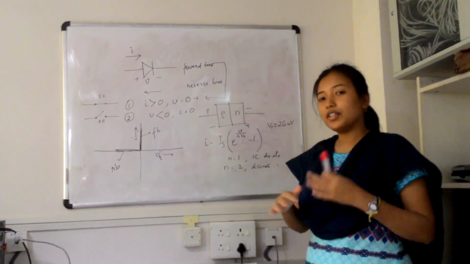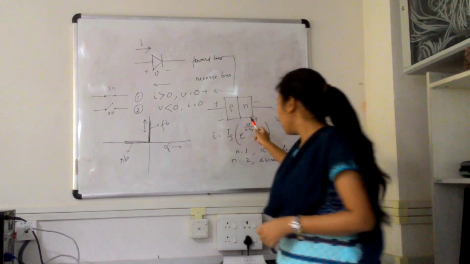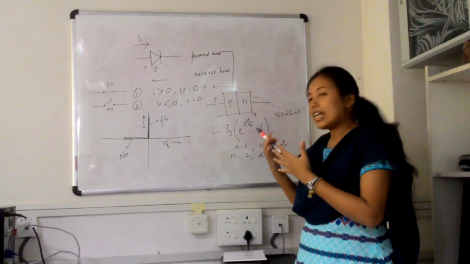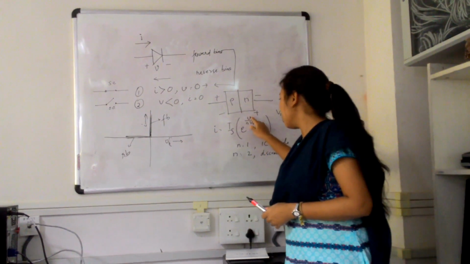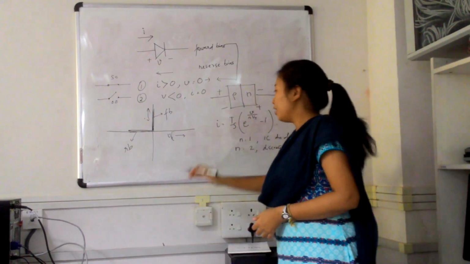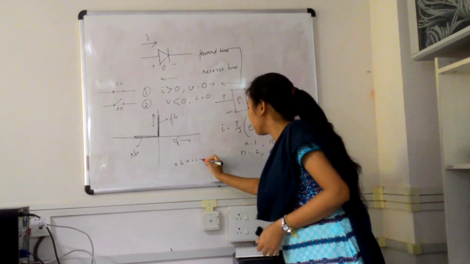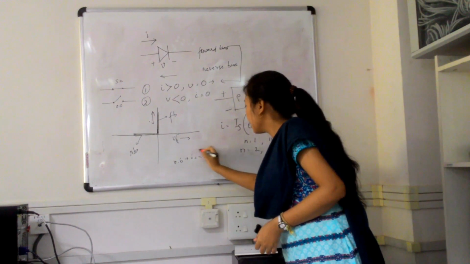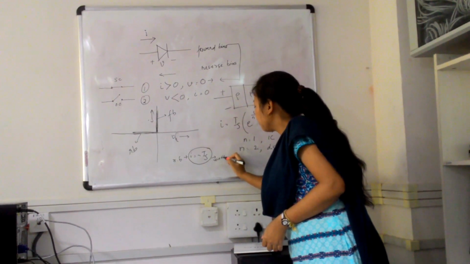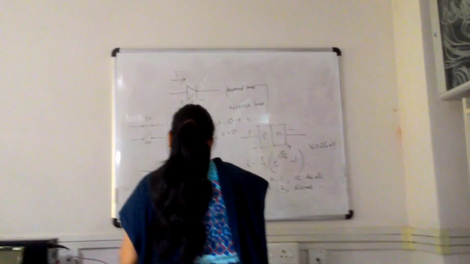Now in case of reverse bias condition, when V is a very high negative value, we find that this portion is equal to 0. And finally for reverse bias condition, I becomes minus Is. So this is nothing but reverse saturation current.